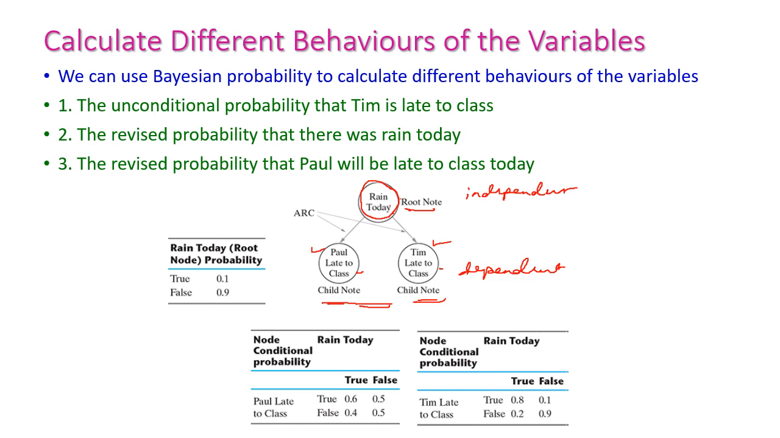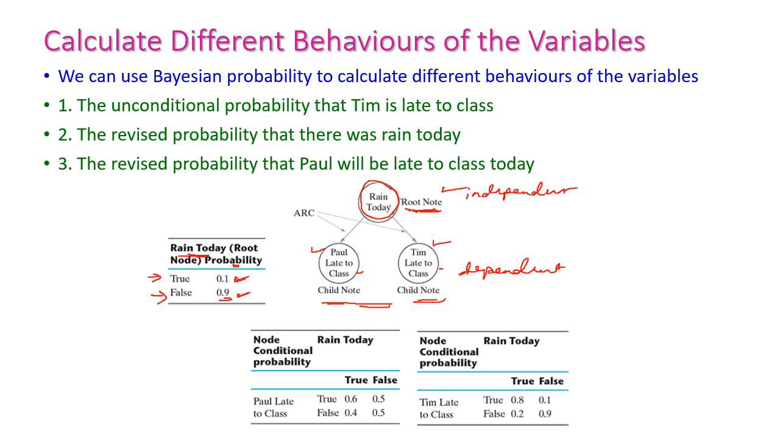And now the conditional probability table for the root node, that is rain today. Rain today is the root node probability. Rain today true has probability value 0.1, and rain today false is 0.9. Rain today true means today rain will come. Rain today false means no rain for today. So these are the values.